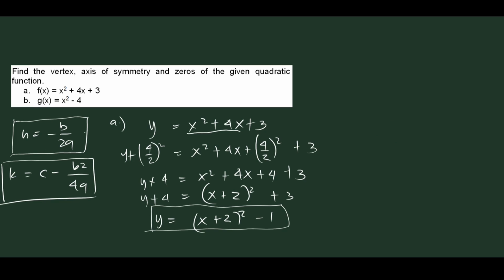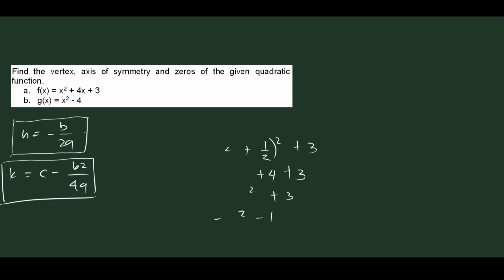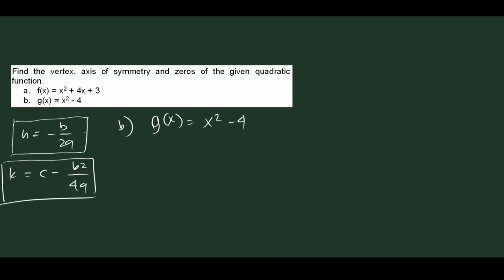Okay, so let's answer letter B, the second item. So we have here g of x is equal to x squared minus 4. So how do we find the vertex? Let's use the formula for that. So how do we do that? h is equal to, what is our b here? As you can see, our b is 0, right? So our h will be automatically 0.